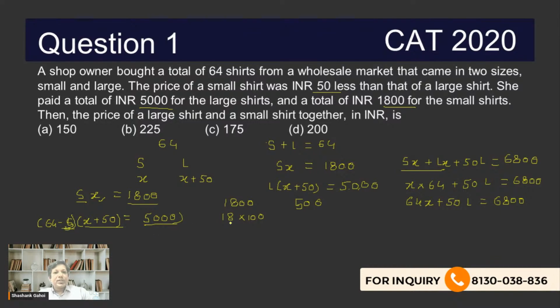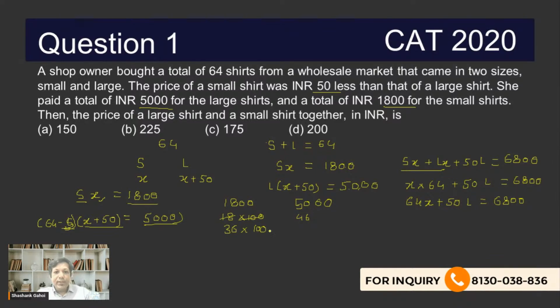Right, so 64 minus 18 is going to be what? It is going to be 46. 46 is not a factor of 5000, so basically 18 won't work out. Okay, now let's take another factor. For example, it is 36. So 36 into 50.